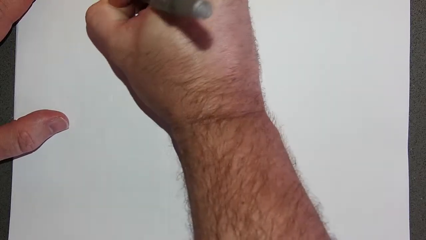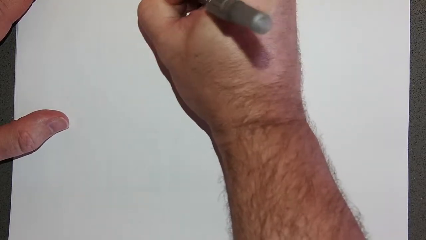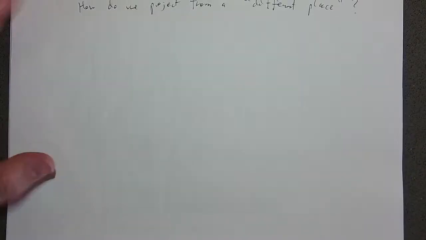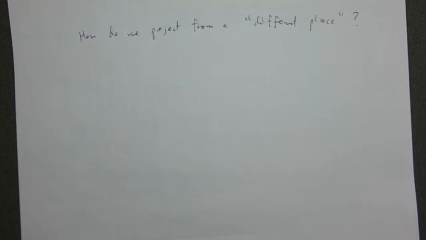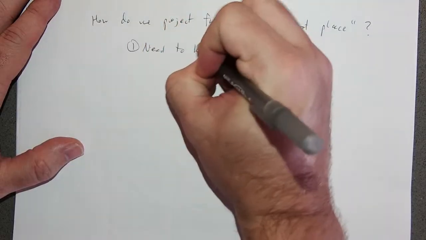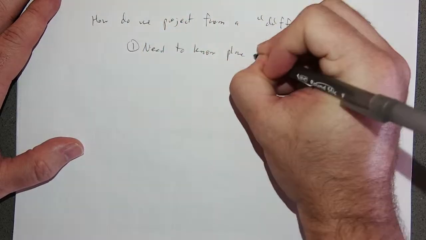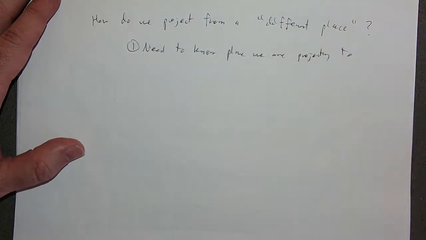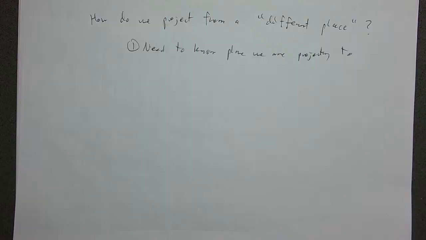What if we were projecting onto a different plane? How do we project from a different place? You need a few things. You need to know the plane we are projecting to. You need to know which way is up for the view.